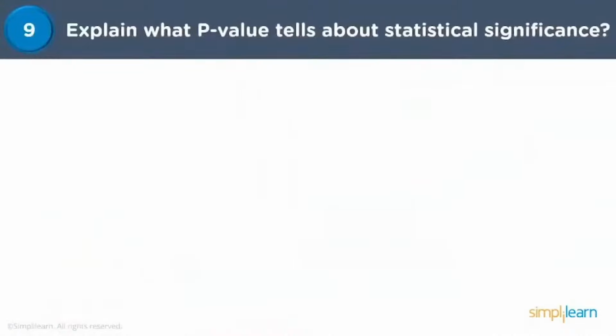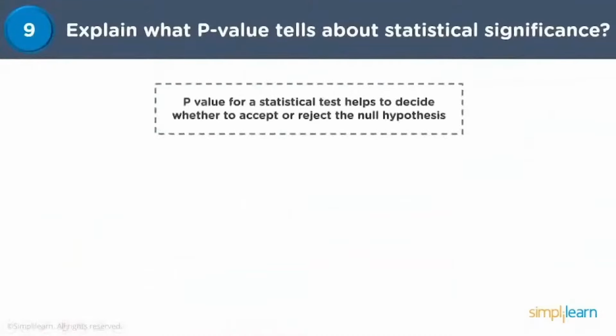So explain what p-value tells about statistical significance. So p-value is a statistical test that is used in hypothesis testing. It helps you to decide whether to accept or reject the null hypothesis. The null hypothesis, represented as H0, is a commonly accepted fact. It is the opposite of alternative hypothesis. Researchers and scientists work to reject or disapprove the null hypothesis.